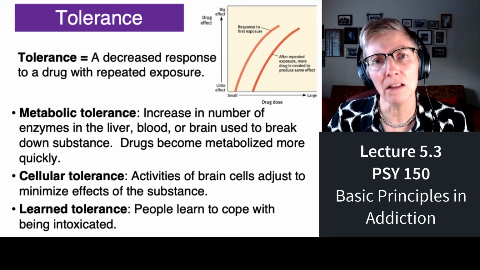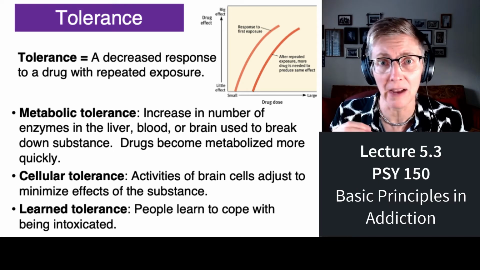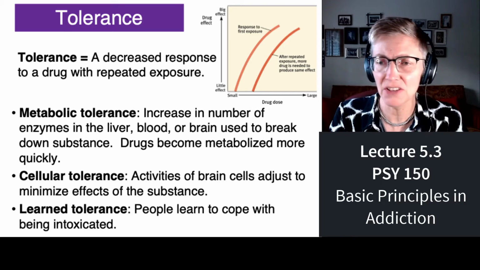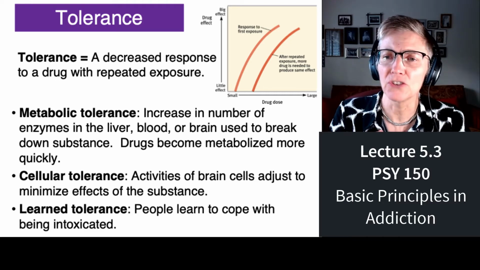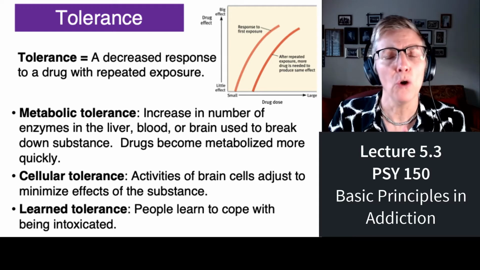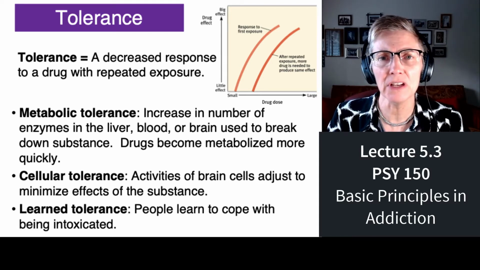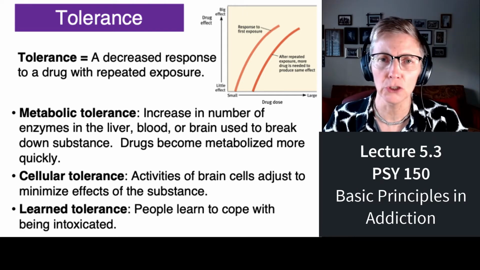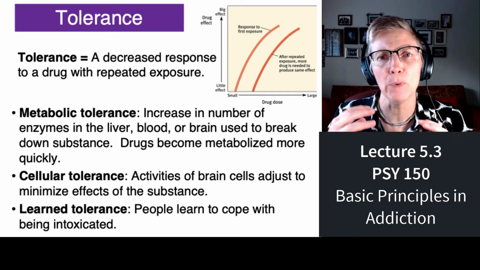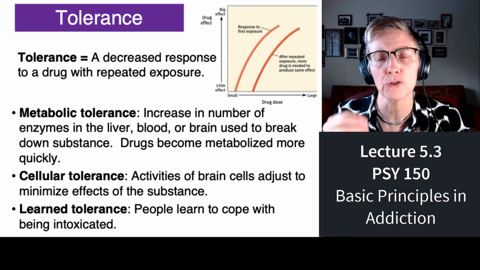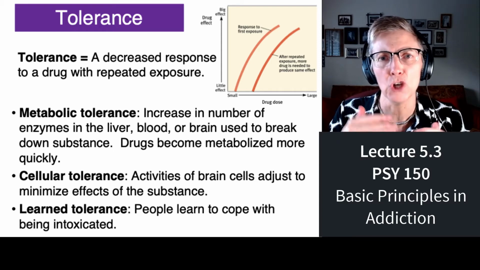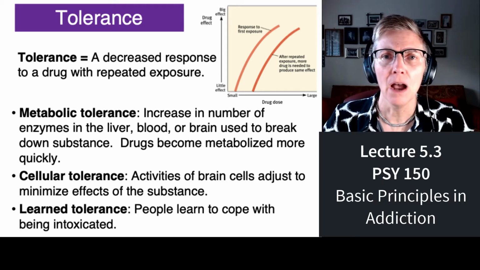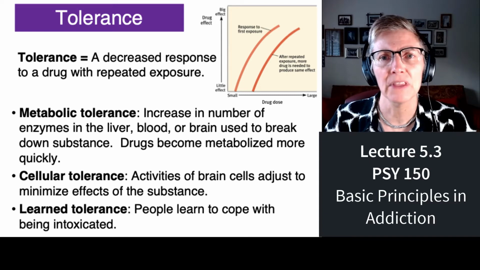There's metabolic tolerance, when the cells in your body become more efficient in the way that they process a drug. There's cellular tolerance, where individual cells can adjust what they do to better manage the impact of a drug. There's also behavioral tolerance or learned tolerance. It's when people who have used a drug repeatedly find ways to cope or manage with the consequences of their drug use.